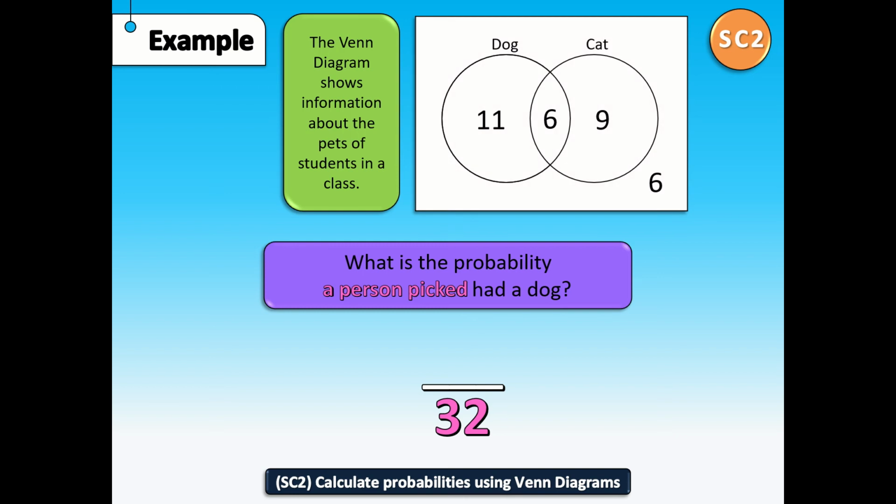And we need to work out how many have a dog. So the Venn diagram tells us that 17 people have a dog. So the answer is 17 out of 32.